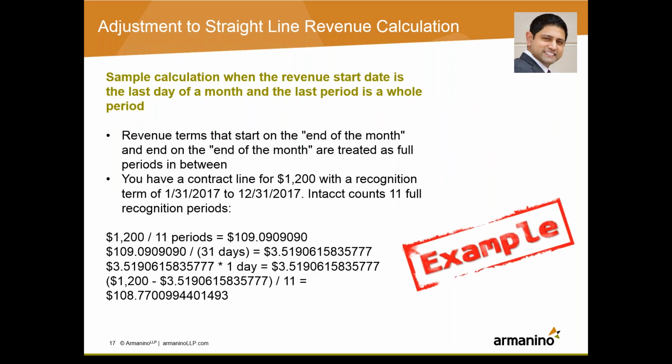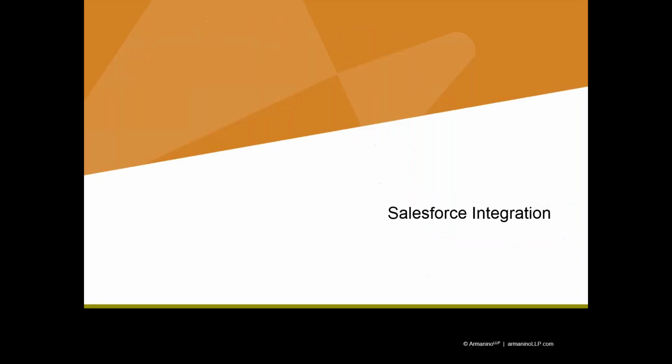And this is just taking that sample calculation further and showing you how would I actually handle something that was end of the month? The prior one actually had a little period in between, but this is now end of month. Intacct actually considers the revenue terms that start on the end of the month and end on that end of the month as full periods in between. So you see a little sample calculation here. Probably quite a few more decimal points than you might need.